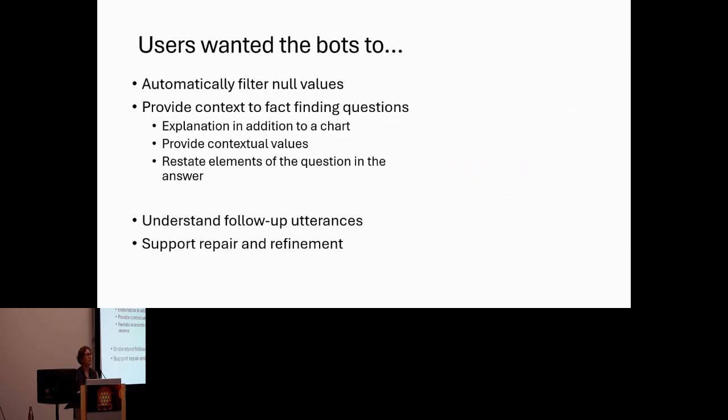They also wanted the bots to be smart in understanding follow-up utterances. So if I asked a question, got a visualization, then I'd like to be able to ask a simple follow-on question without restating everything to recreate that chart. I just want to maybe modify it a bit, add another attribute, filter it, something like this. Similarly, people wanted easy ways to repair and refine the answers so that if they got an answer that they didn't quite expect, which wasn't the answer to their question, they could adapt that rather than having to start over with a new prompt.